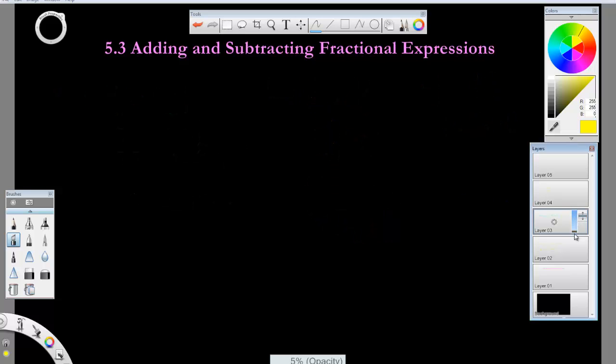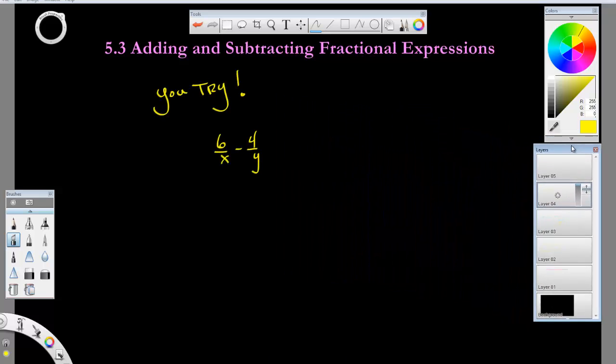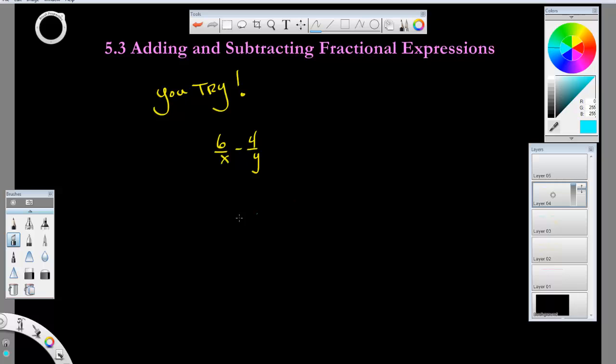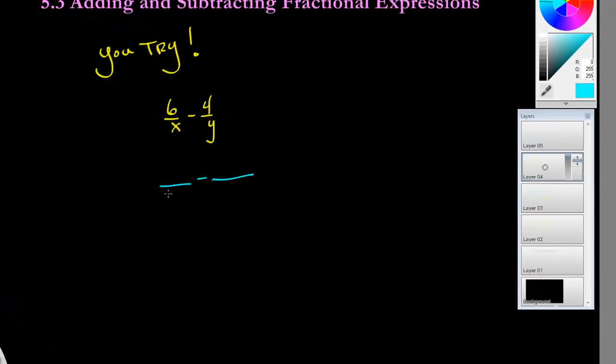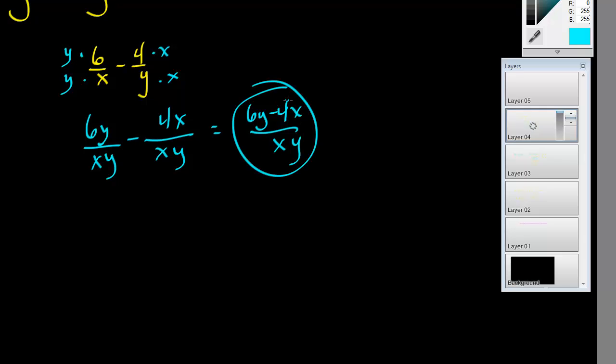And I've got another one here that I want you to try. All right, so pause it, and you try that one right there. All right. So on this, just like before, this time it's minus. I'm going to have xy's on the bottom. I'm going to multiply this by y, and this by x, to get the xy. So this would be 6y, and this would be 4x. So I would have 6y minus 4x over xy. Final answer.